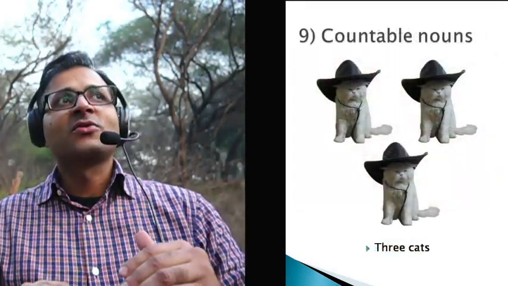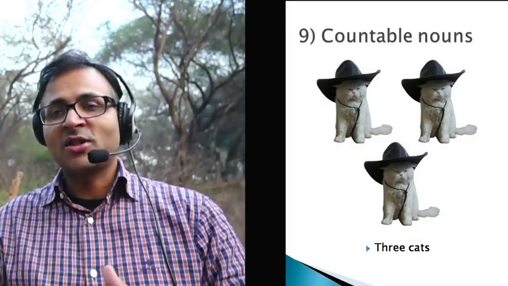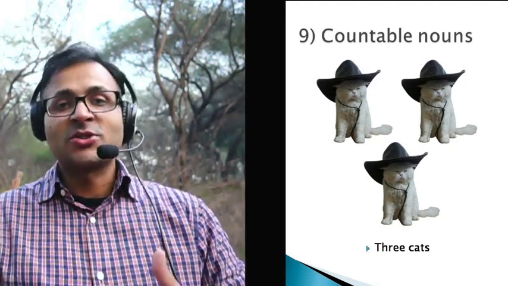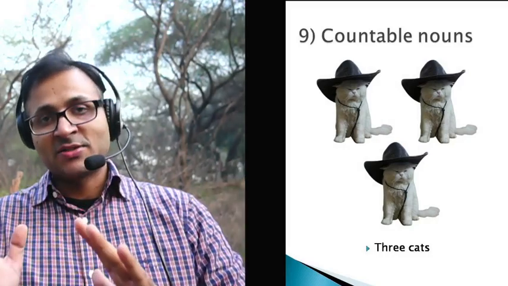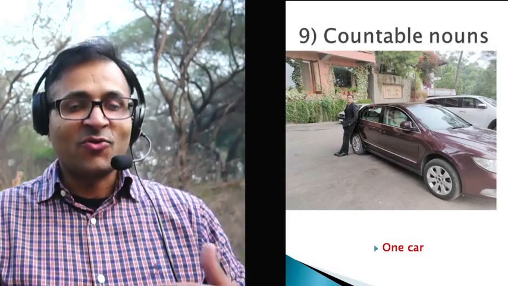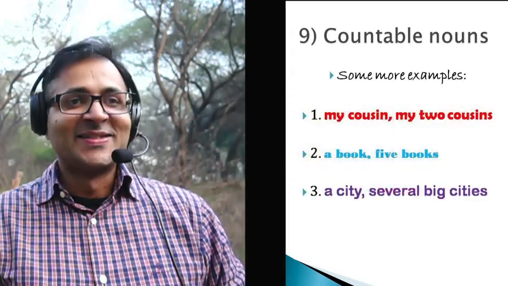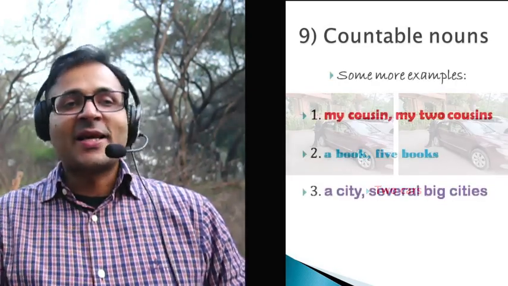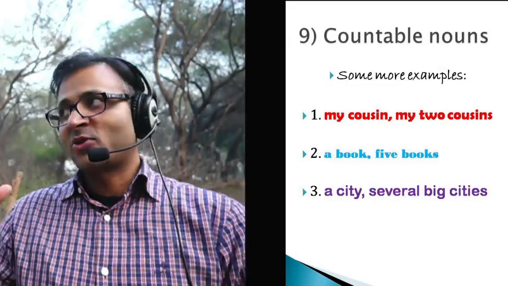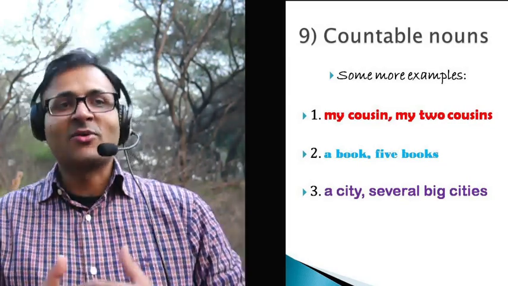You can't use numbers with all the things. For example, with furniture, you can't say furnitures. You can't say equipments. It's always singular. So with some things you can use numbers and s or es. Next slide. For example, it was my car. Not now. It was my car. So it's 1 car. Next slide. 2 cars. All right. So you could also say my cousin, my 2 cousins, 1 book, 5 books, 10 books, 1 tree, 2 trees, or a city or several big cities. So these are called countable nouns.